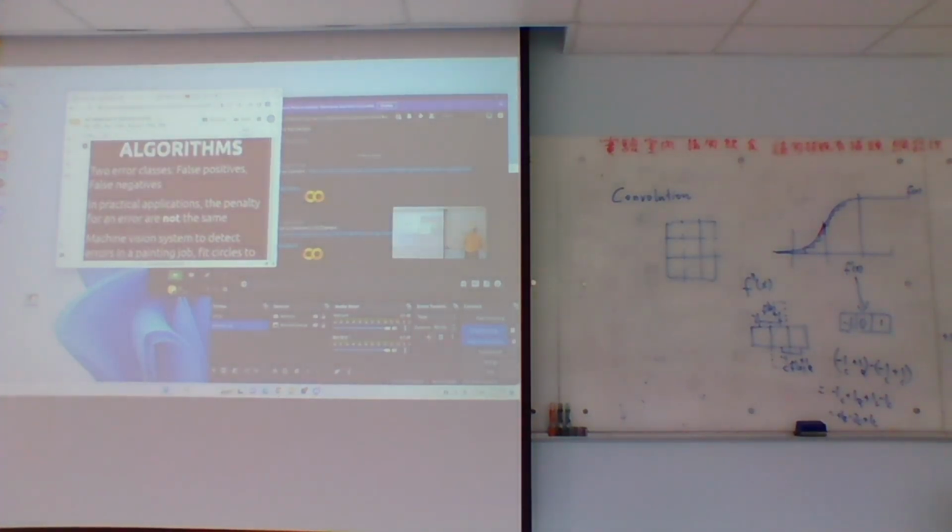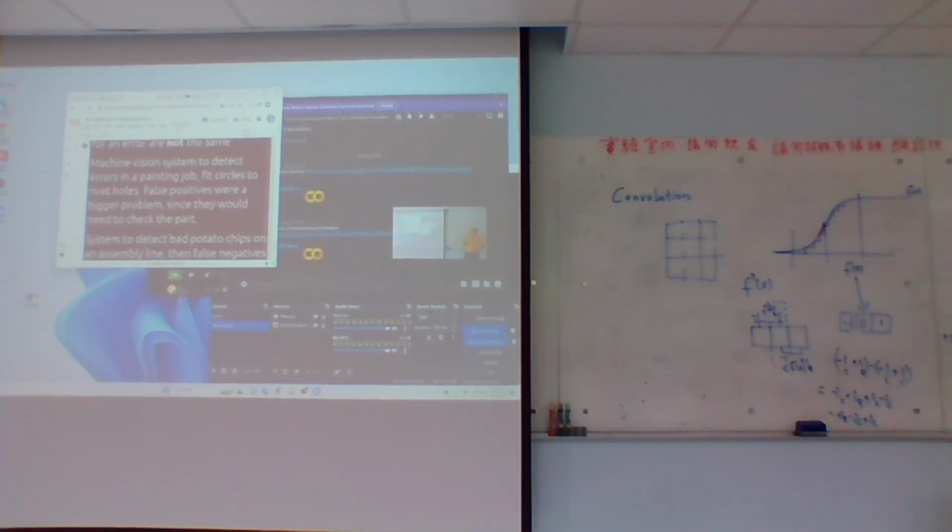So every classifier algorithm, there will be two types of errors, false positives and false negatives. In practical applications, usually the penalty for one is very different than the penalty for the other one. So you can have a machine vision system that detects errors in a painting job or fits circles to ribbon holes. In this case, false positives would be a bigger problem because the part would need to be checked, which may be expensive.